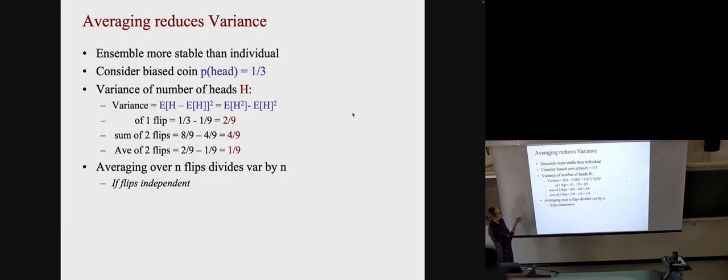If you compute it for a single flip, you get 1/3 minus 1/9, and I'll let you do the calculations at home, but basically for one flip, you end up with a value of 2/9. But when you take the average number of heads in 2 flips, it drops to 1/9. So the variance of the average over 2 flips is smaller than for a single flip, when you average these two events together.